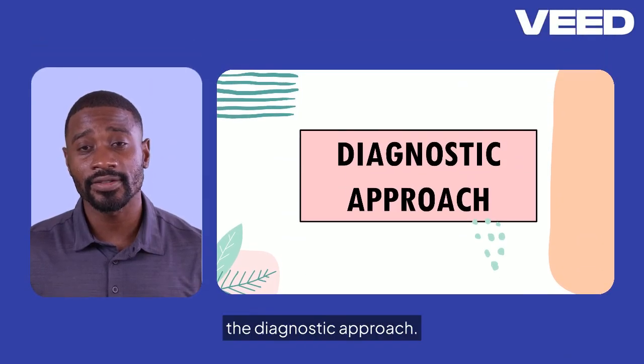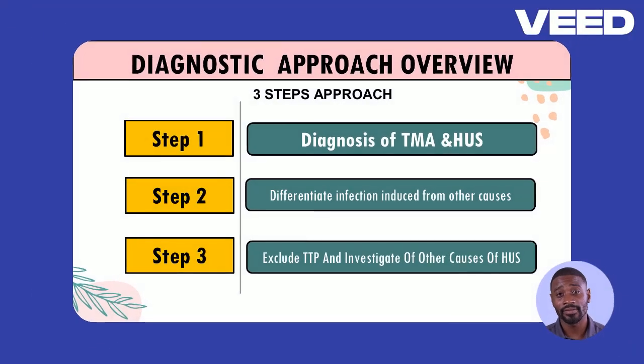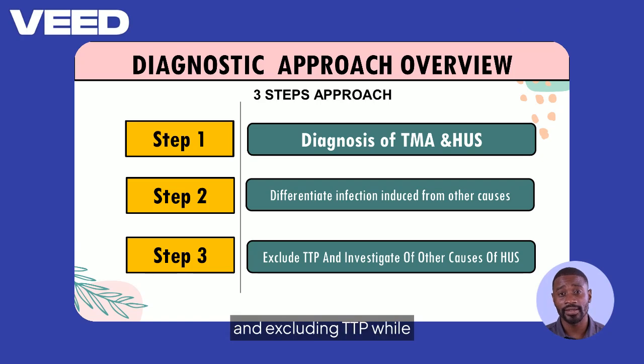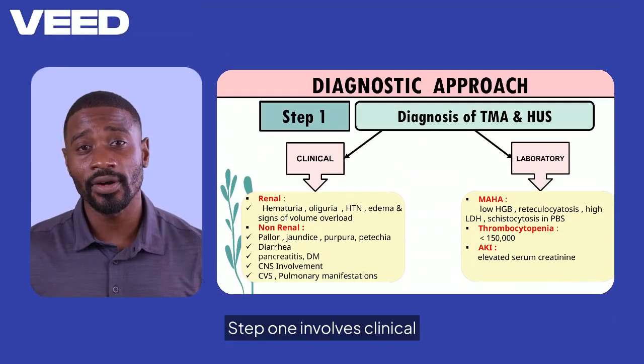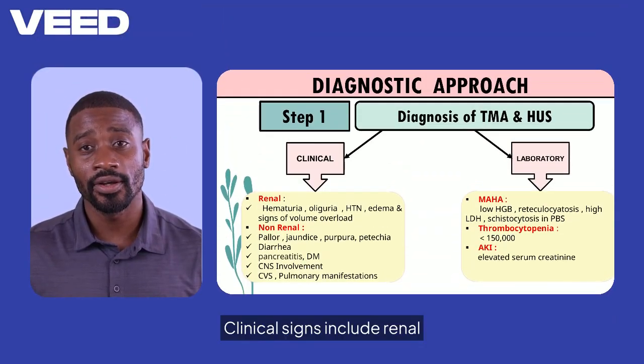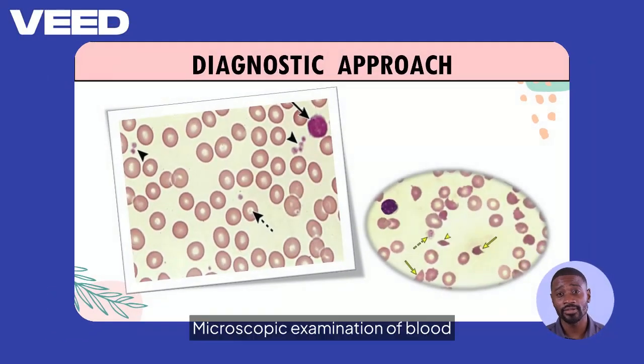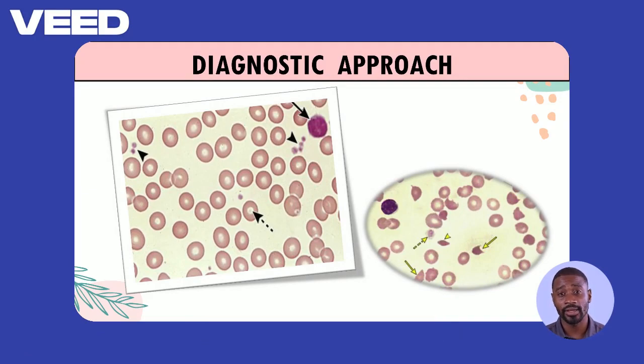Next, we will discuss the diagnostic approach. Accurate diagnosis is critical for effective management of TMA. The diagnostic approach involves a 3-step process: diagnosing TMA and HUS, differentiating infection-induced causes, and excluding TTP while investigating other causes of HUS. Step 1 involves clinical and laboratory evaluation. Clinical signs include renal and non-renal symptoms, while laboratory tests focus on hemolytic anemia and thrombocytopenia. Microscopic examination of blood smears can reveal schistocytes, which are indicative of microangiopathic hemolytic anemia, a key feature of TMA.